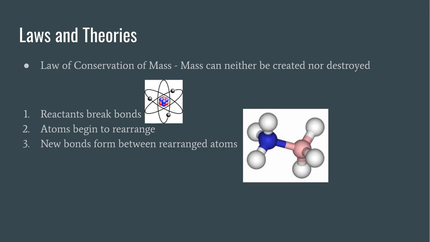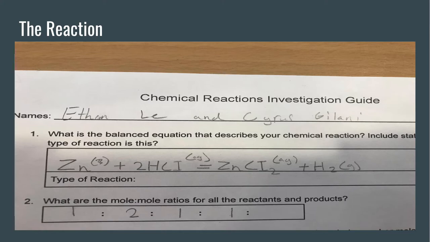You will also need to learn 3 steps, which will help later on. These 3 are: number 1, reactants break bonds; 2, atoms begin to rearrange; and 3, new bonds form between the rearranged atoms.